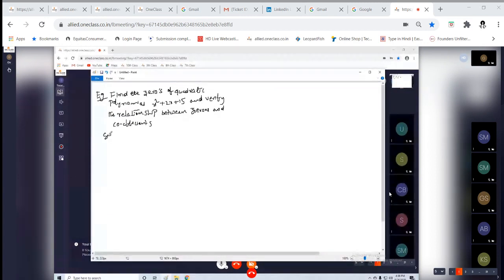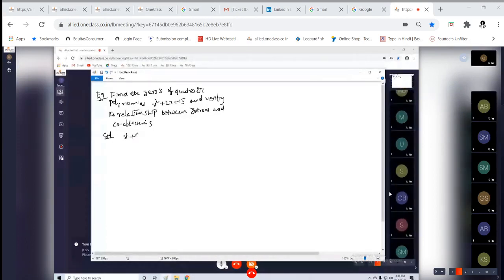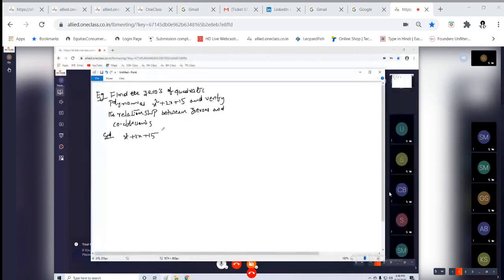So look at the excellent solution. X square plus 2x plus 15. We have to factorize now. So 1 into 15, or 3 into 5, or 5 into 3, we can take, which gives 15. Now we want 5 minus 3, which is 2. So we are getting it now.